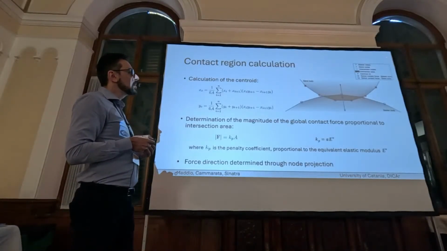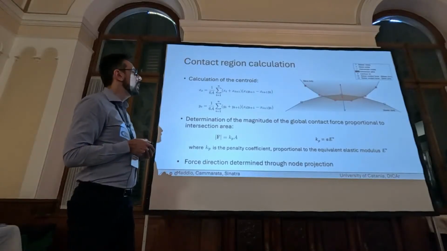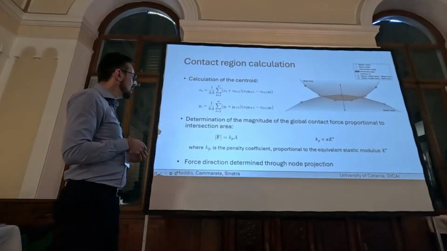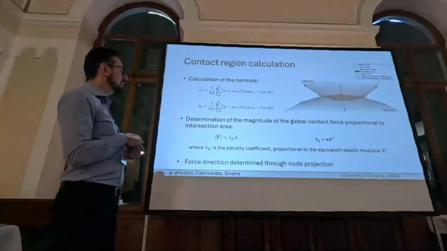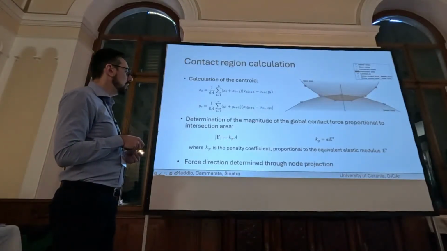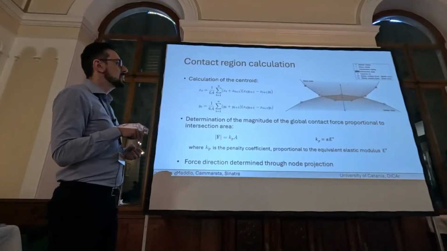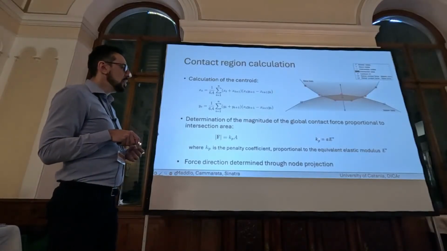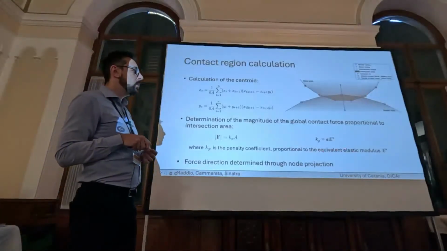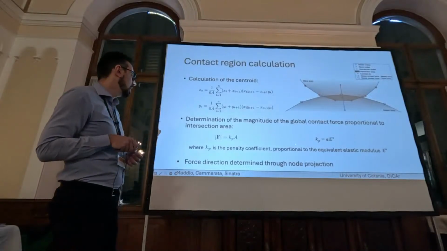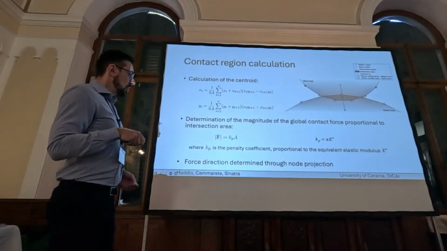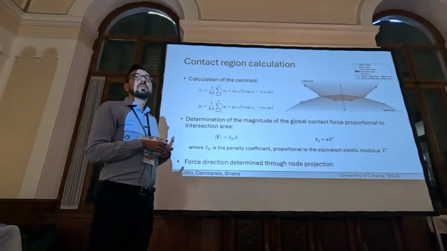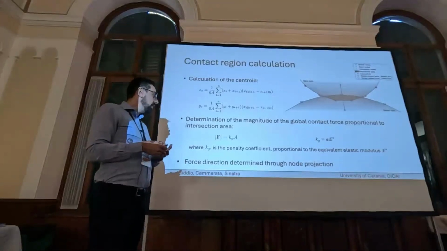Moreover, we also find the centroid of the overlapping area, and the global contact force will be proportional, through a penalty coefficient, to the intersection area, and the penalty coefficient is proportional to the equivalent elastic modulus of the two bodies. So the magnitude of the global contact force is quite easy to find.